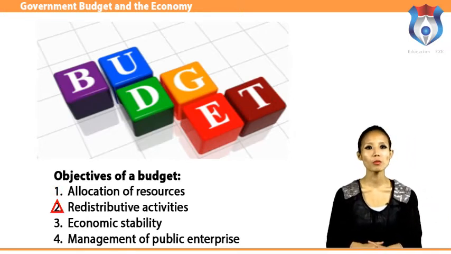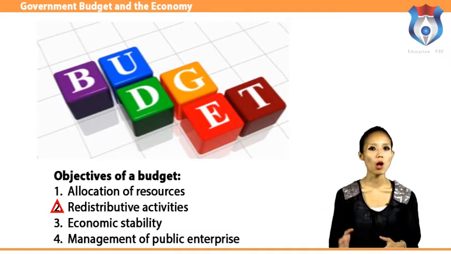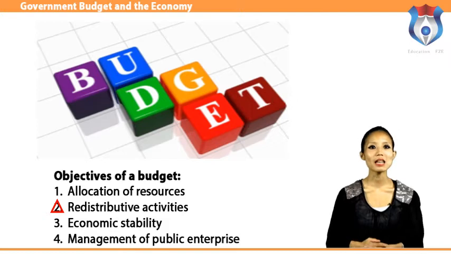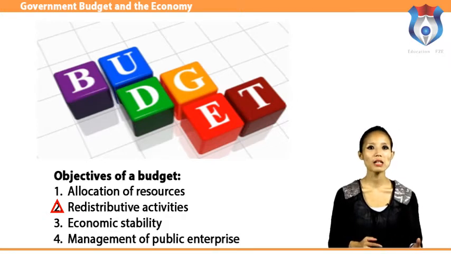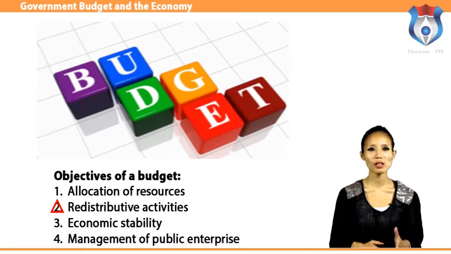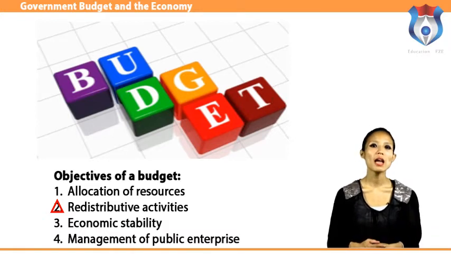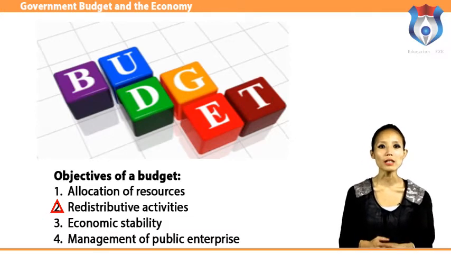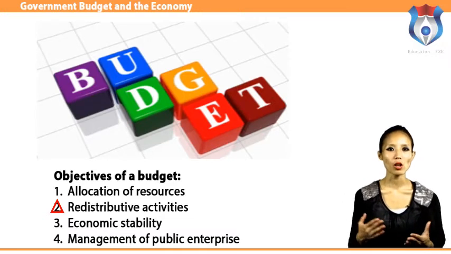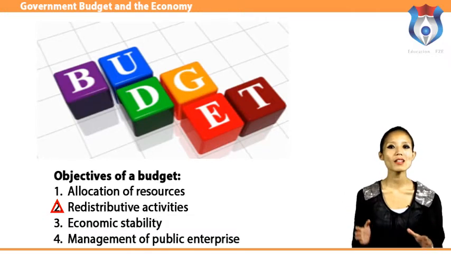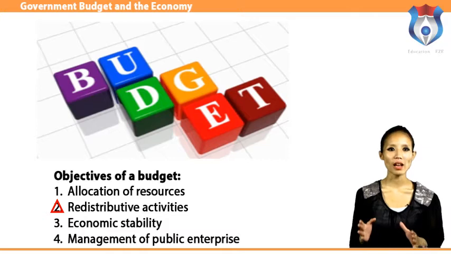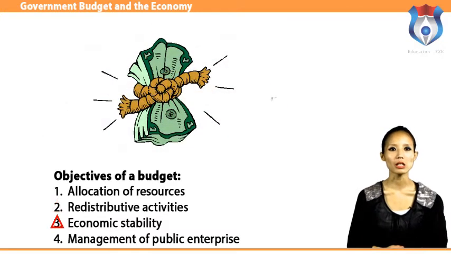Redistributive activities. The important problems for our developing economy are the problem of poverty, unemployment, income inequalities, illiteracy, etc. In India, serious efforts are being made to solve these problems. For this, the government redistributes income and wealth to reduce inequalities by incurring expenditures on social security and giving subsidies for public work, etc.